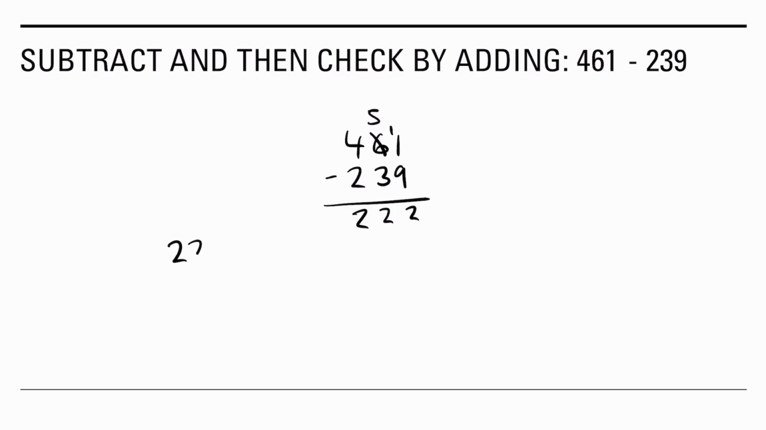Now if we add that back to the 239, we should get 461. So 2 plus 9 is 11. 1 plus 2 is 3, plus 3 is 6. 2 plus 2 is 4, and we get 461 back, so we know that we're correct.